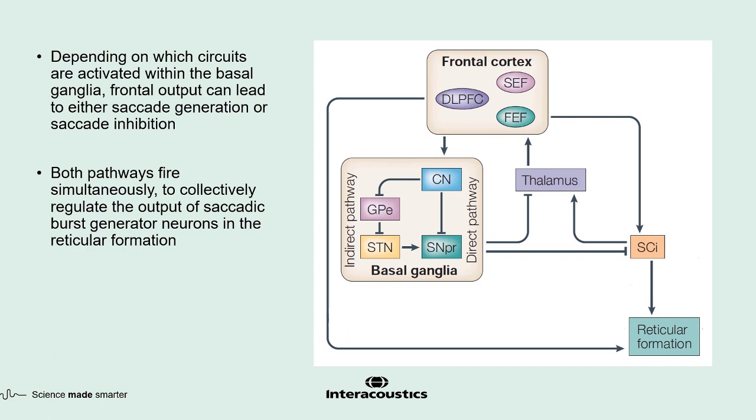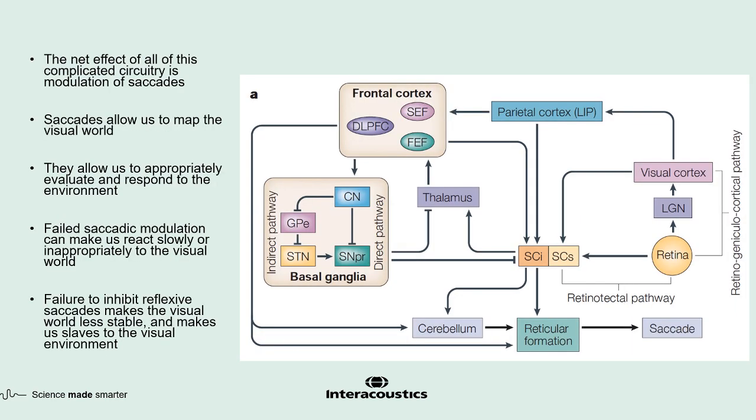And both of these pathways are firing continuously and simultaneously to collectively regulate the output of saccadic burst generator neurons in the reticular formation. So that's a complicated way of saying the net effect of all of this circuitry is modulation of saccades. We have pathways that allow us, based on cognitive factors, based on localization factors, based on a host of other factors, to turn on or turn off saccades to particular targets.